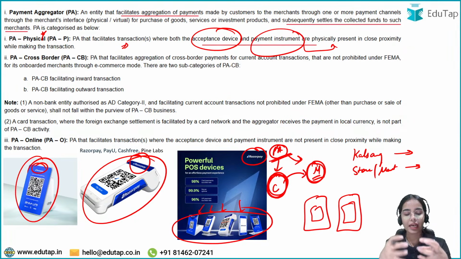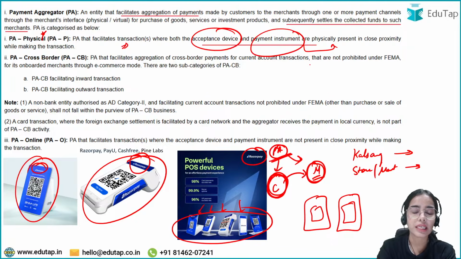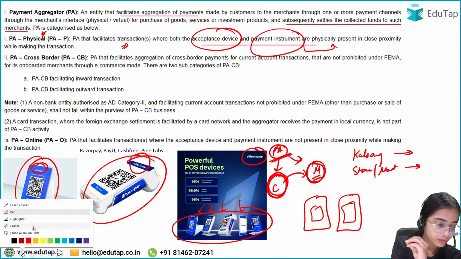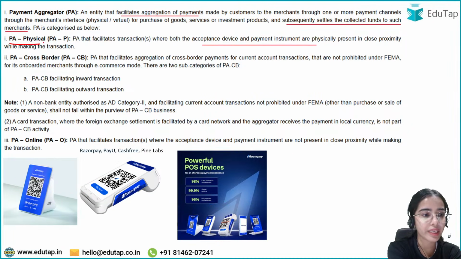So the merchant and the customer are present in the same location. The acceptance device, that is the QR code or POS machine, and the payment instrument, mobile or card, are present in the same location. They are physically present in close proximity. So this is the payment aggregation in the physical manner. Payment aggregators provide for the aggregation of payments in the physical manner also. Any confusion in this? Is this clear? So this is the idea. This is the payment aggregator physical.